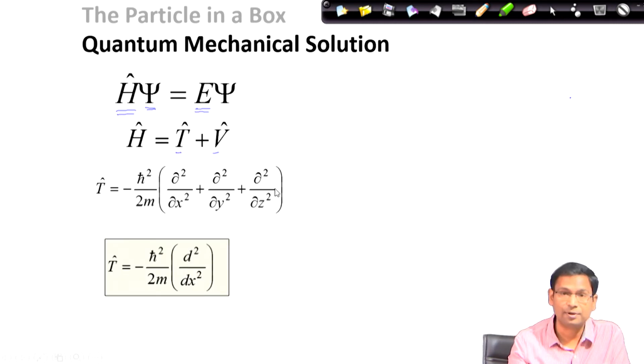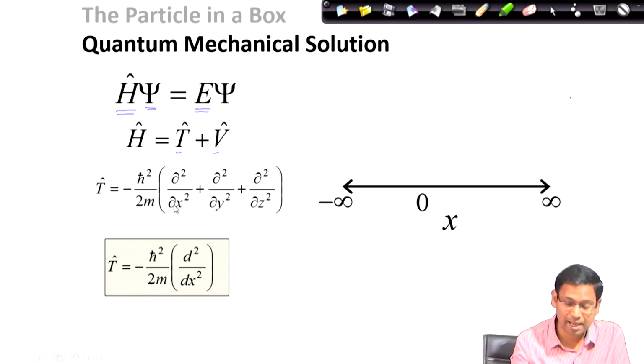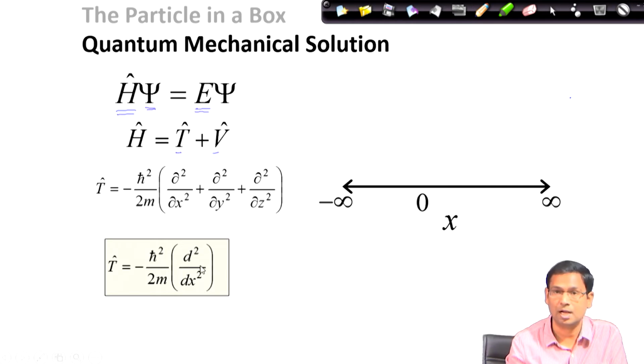So, you see this particular formulation had both x, y and z, but in this case, since I am restricting my movement to only x direction, the kinetic energy operator has only d square by dx square. You also should notice that I have moved from partial derivative to simple, normal derivative in this case, because now I have only one dimension. I have ignored y and z because my particle is moving essentially from minus infinity in x direction to plus infinity in x direction, and this is my origin. So, this is about the kinetic energy.